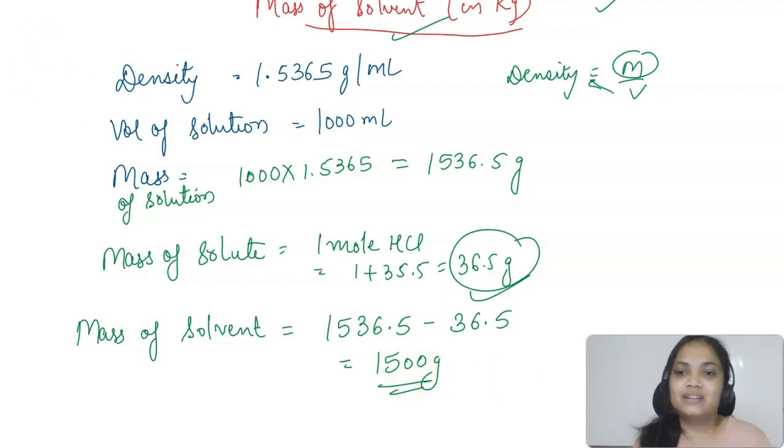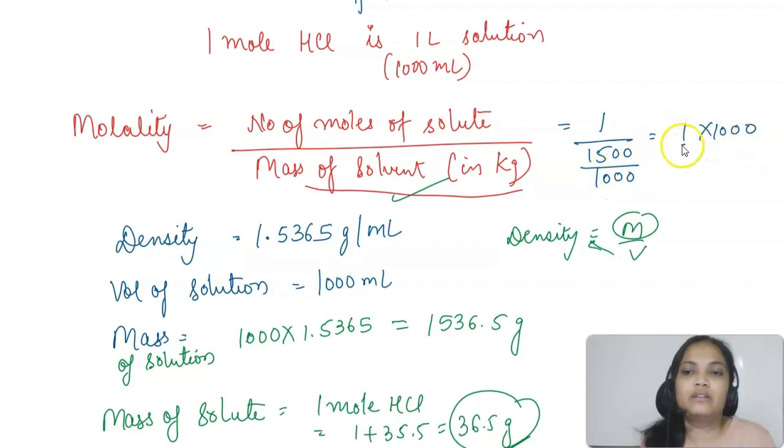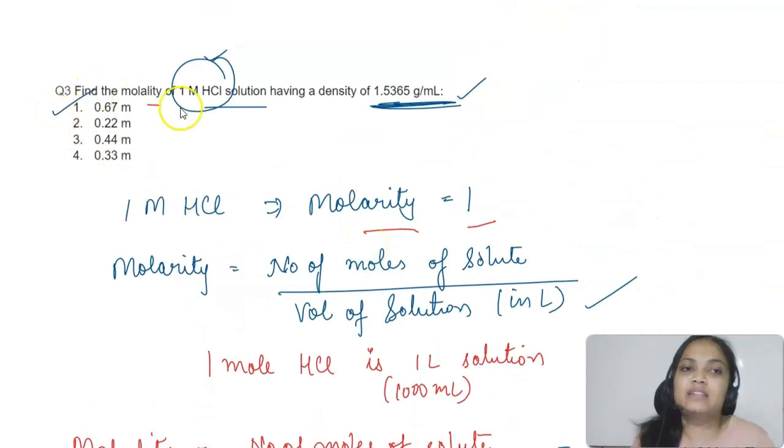Right? Now we can clearly find out the molality. Now there is nothing much to solve. Now you can find out the molality very easily. So the formula here is number of moles of solute, which is 1 mole, and mass of solvent in kilograms. Since it's 1500 grams, I will divide it by 1000 to make it in kilograms. So 1000 will go into the numerator over 1500. You will solve it, it will come out to be 0.67 molal. Small m we use for molality. So yes, the answer is going to be option number 1.